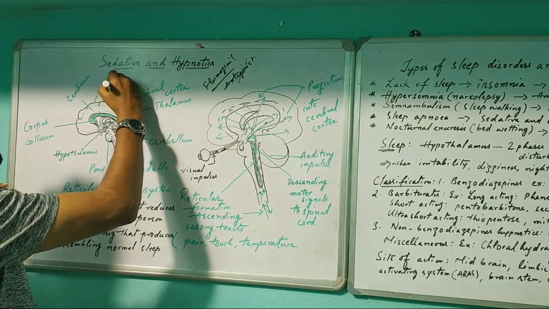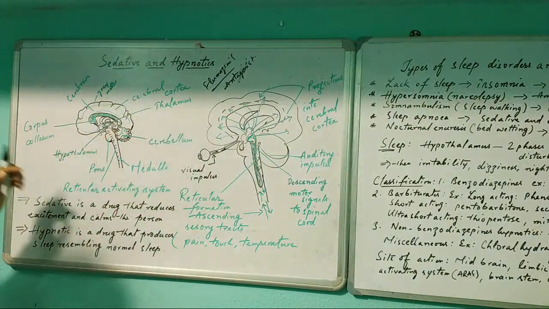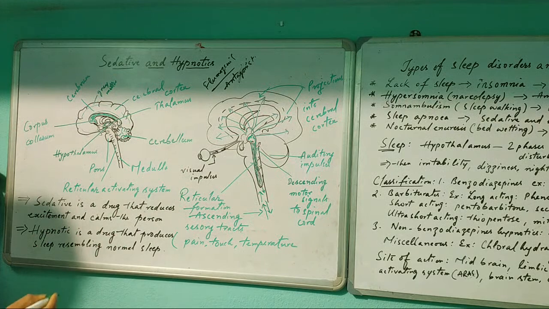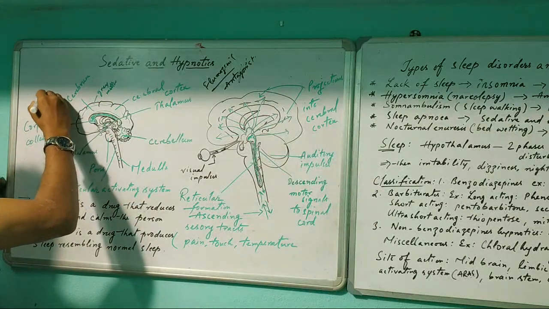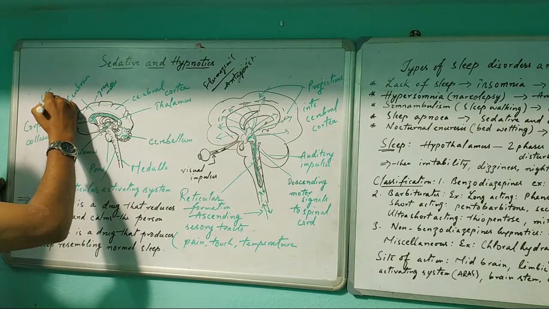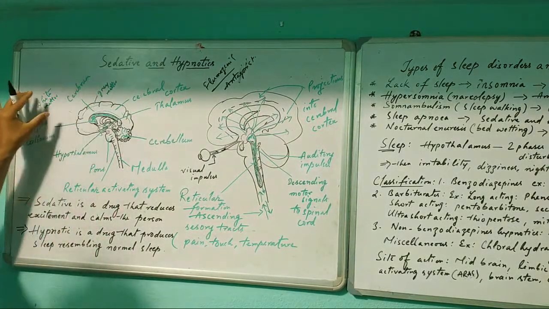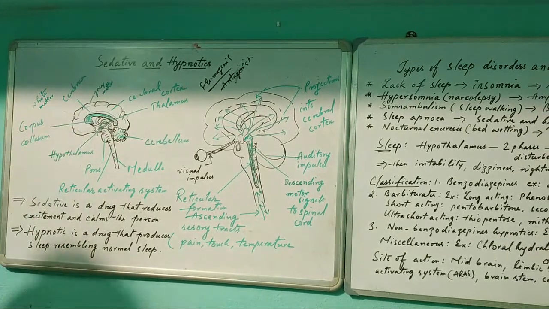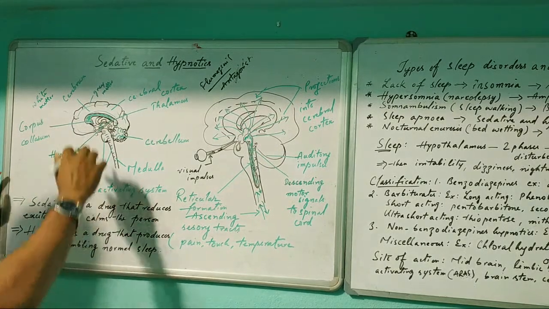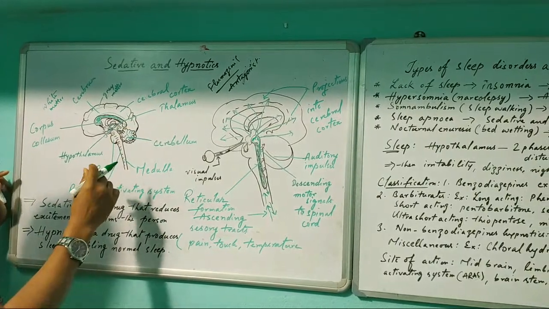The outer part has gray matter, and that is called the cerebral cortex. The inner part has white matter. But in the case of the spinal cord, these two are reversed: white matter outside and gray matter inside. So this is the cerebrum, and inside it is the deep cerebral cortex.